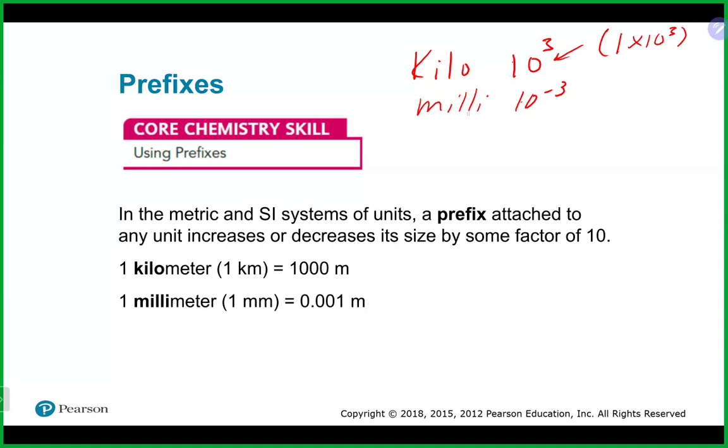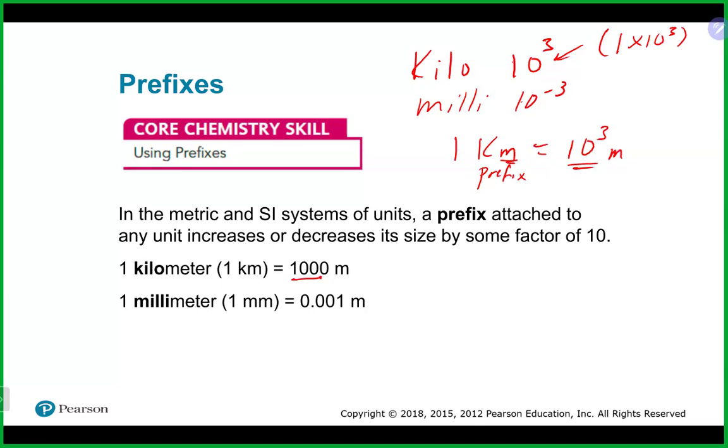So for example, in 1 kilometer, which would be the prefix unit, right? The base unit here would be meters. That would mean that there are 10 to the 3 meters, right? And 1 times 10 to the 3 is 1,000, by the way. So that's where that number comes from.